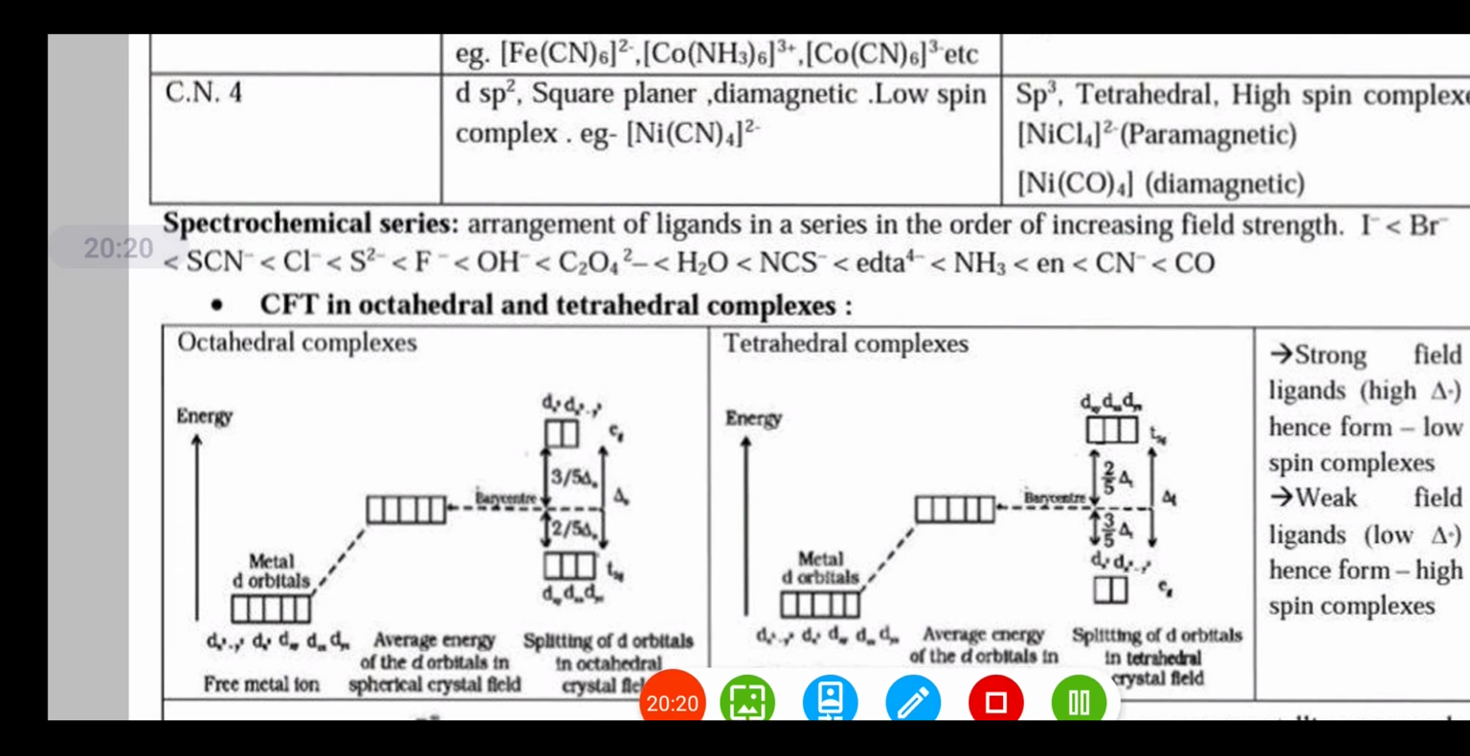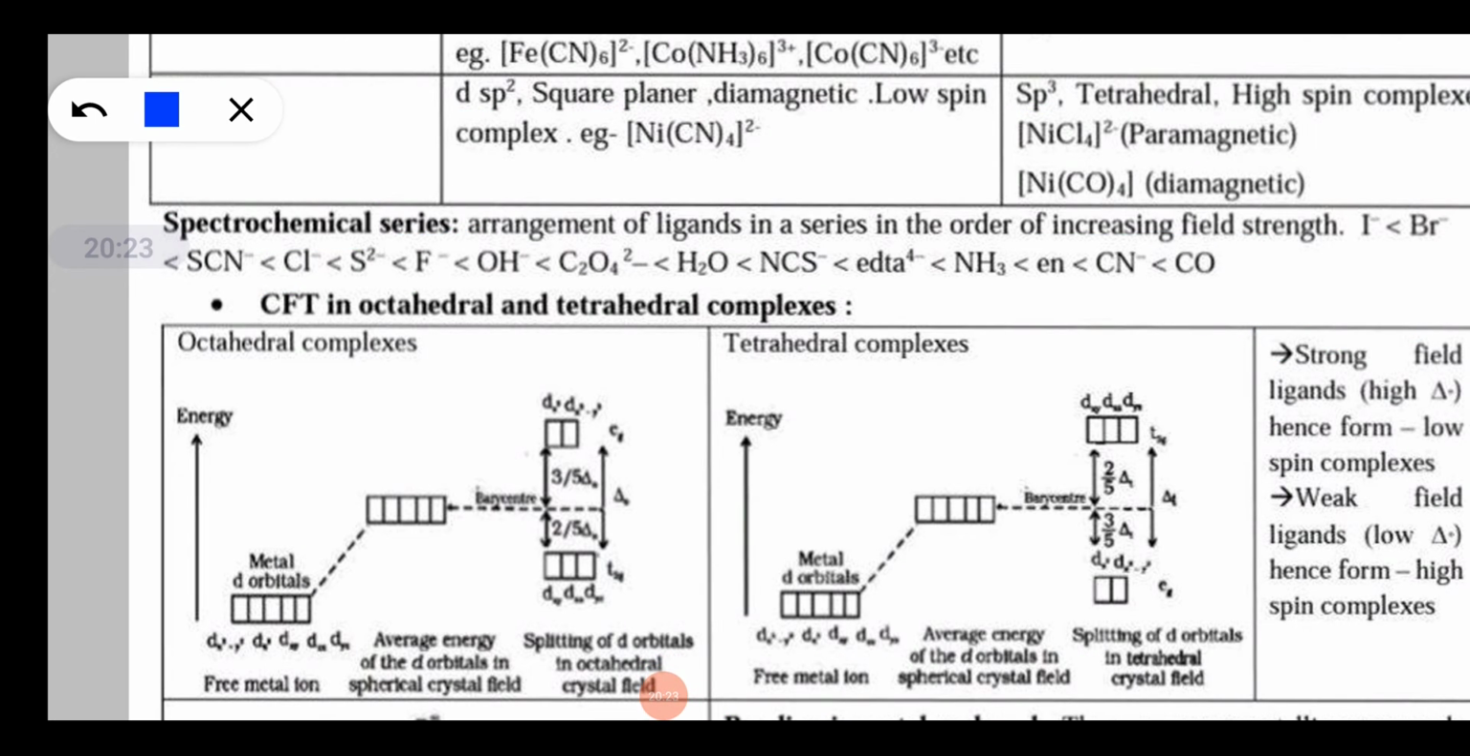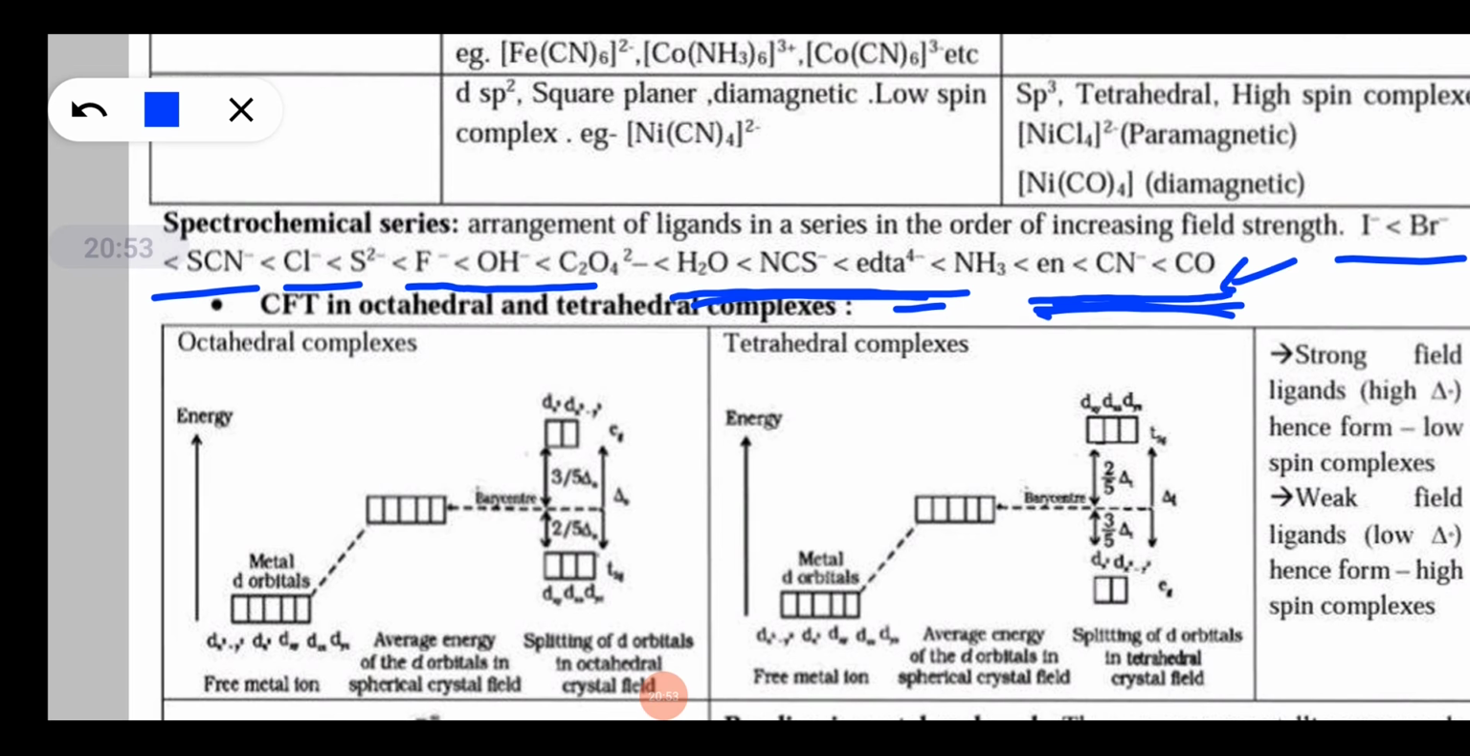If for the competitive exam you want to remember this series, you can remember like this: I Br S Cl F OH ox. Here OH is the hydroxy, and ox means oxalato. Okay, then water, NCS, EDTA, ammonia. Then en, CN, CO. Here cramming will be required, but "I Br S Cl F OH ox", this is the mnemonic. Then water, NCS, EDTA, ammonia, and en, CN, CO, this you can cram. Okay, CO is the strongest field ligand.